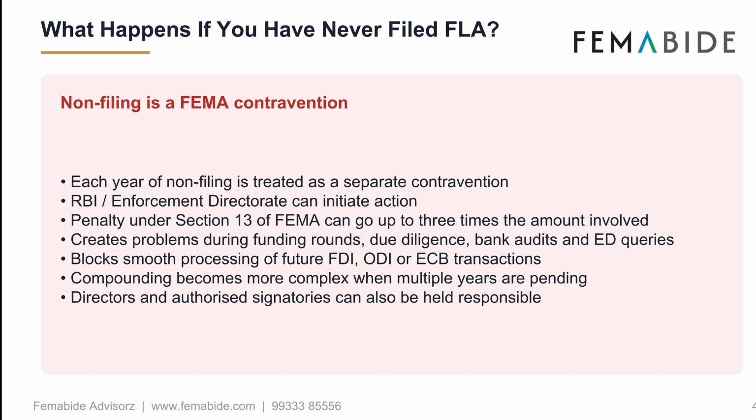What happens if you have never filed? Non-filing is a FEMA contravention. Each year of non-filing is treated as a separate violation. RBI or the Enforcement Directorate can initiate action. Penalties under Section 13 of FEMA can go up to 3 times the amount involved. It also creates serious problems during funding rounds, bank audits, and due diligence. Future FDI, ODI, or ECB transactions can get delayed. And when multiple years are pending, compounding becomes more complex.